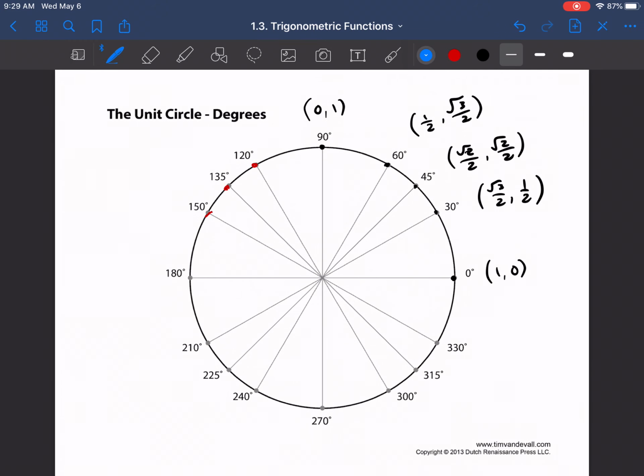Next page, I went ahead and filled this out a little bit. It's a unit circle, but here's the unit circle in degrees. I'll post another video for you that has the unit circle fully filled out, all in degrees and radians and all the coordinates and everything like that. But here's a little preview of it, just with the degrees around to simplify that part for you.